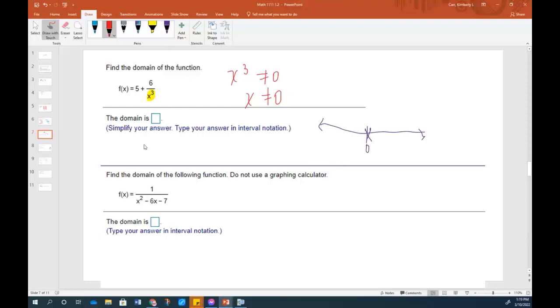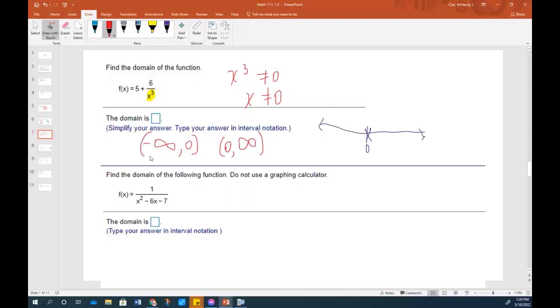Then what are you allowed to use? Well, you would go from negative infinity all the way up to 0. But remember, a parentheses means you don't use that number. So, I can't use 0. Then I need to start again on the other side of 0, so I don't want to use it, and I need to go all the way to infinity.